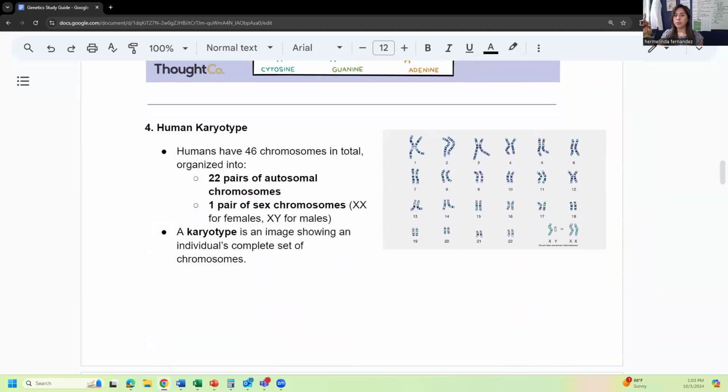Right. Now, moving on to human karyotypes. Humans have 46 chromosomes in total. These are organized into 22 pairs of autosomal chromosomes and then 1 pair of sex chromosomes. For females, it'll be XX. For males, it'll be XY. Make sure you know a karyotype. A karyotype is an image that shows an individual's set of chromosomes. This is used to detect abnormalities or study specific genetic traits, okay?